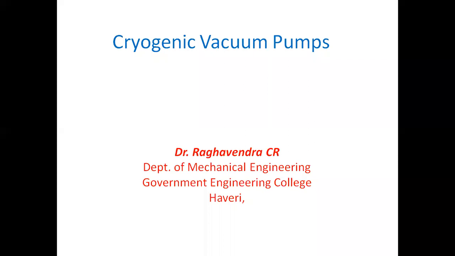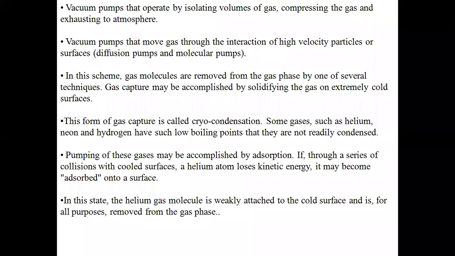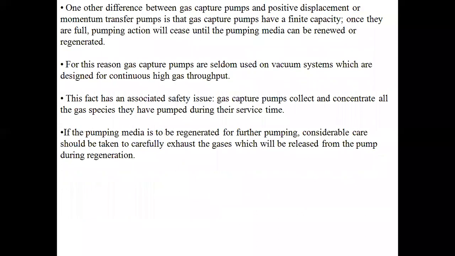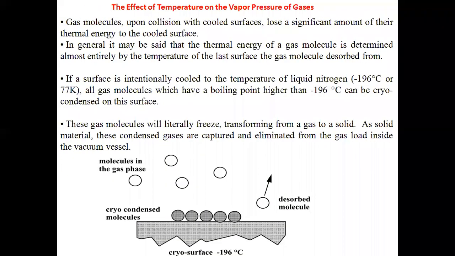So in the previous class, we were just discussing the cryogenic vacuum pumps. I shall go quickly over what we have already discussed. The vacuum pumps are required in order to store or to generate the cryogenic fluids. There are different types of fluids which we have already discussed: helium, argon, neon, hydrogen, nitrogen, all those things come into the picture.